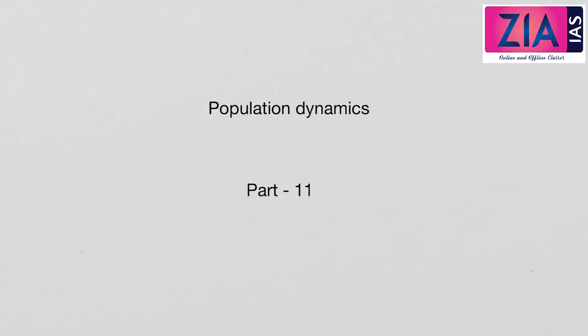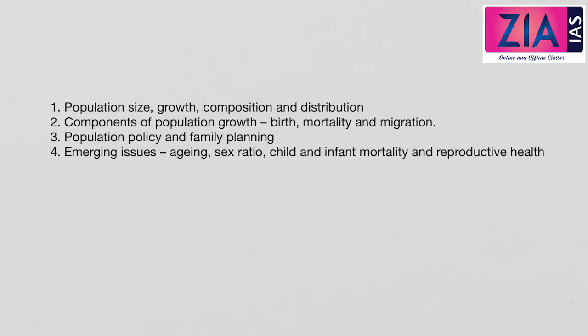So we are going ahead with discussion for chapter 24, that is population dynamics. As you know, we have finished part 1 with two topics from the chapter, that is population size, growth, composition and distribution, and components of population growth: birth, mortality and migration. These two we have already done in part 1 and this is the last part of the discussion.